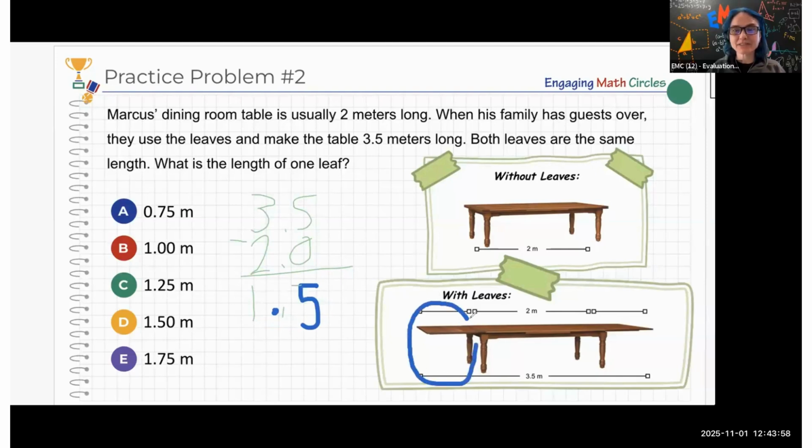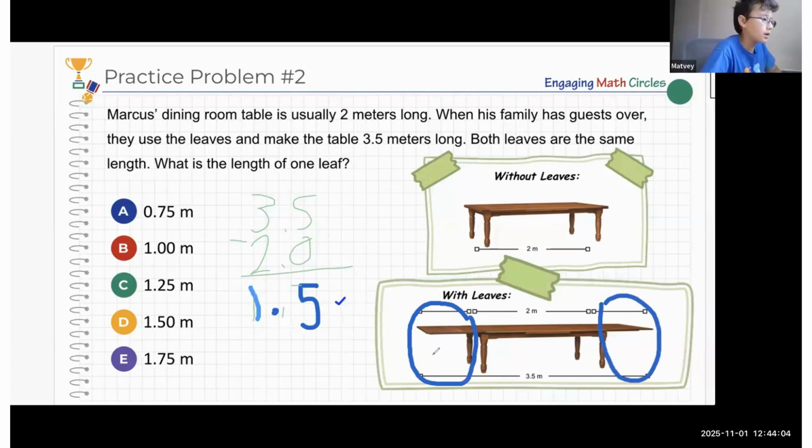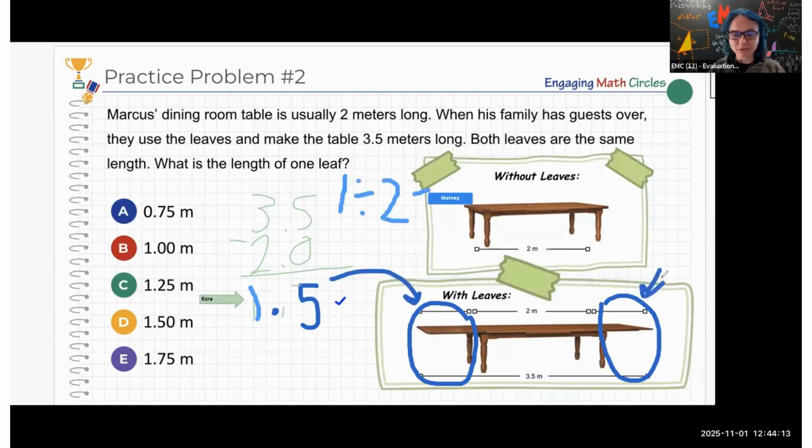Benjamin, remember to leave space for your friend to talk with you. Okay, let's do this exercise. So 1.5. So you can do it like this. So these two together are 1.5.